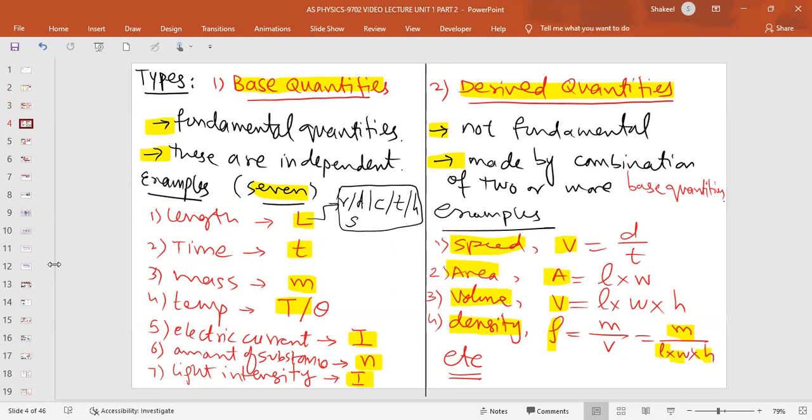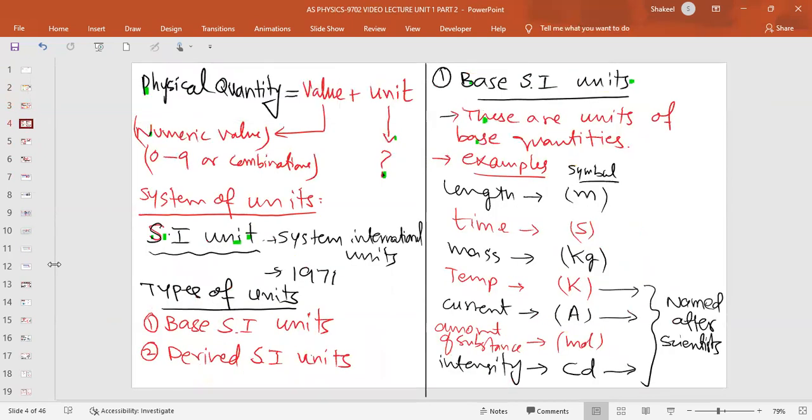The next thing is about how we express a physical quantity. So we express a physical quantity with a value and a unit, right? The value is, of course, a numeric value, a number, and the unit accompanies this value. So if we talk about system of units, the first is SI units, that is Système International, developed in 1971. And then there are 2 types of units, base units and derived units.